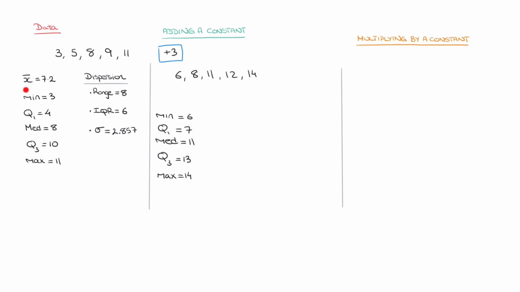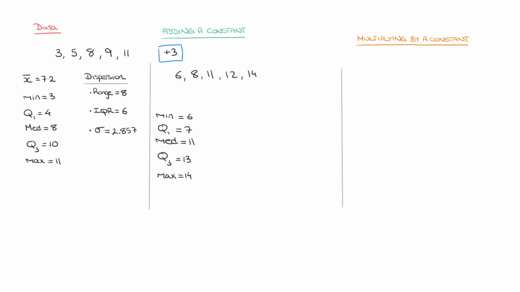And before we look into the new mean and the new values of these measures of dispersion, hopefully you can appreciate that each of the values we see here could have been obtained by simply adding 3 to each of the values we had here. Indeed, the minimum value of 6 is just 3 plus 3, the lower quartile of 7 is 4 plus 3, the median 11 is 8 plus 3, and so on and so forth. So it appears that when we add a number like the 3 we have here to all of the values in our set of data, all of these statistical measures are simply increased by 3.